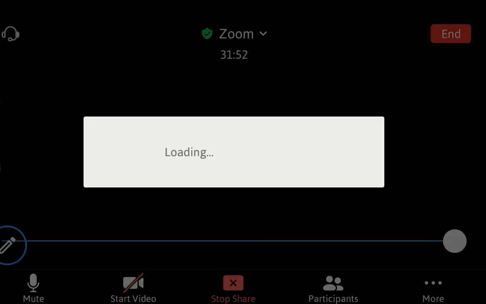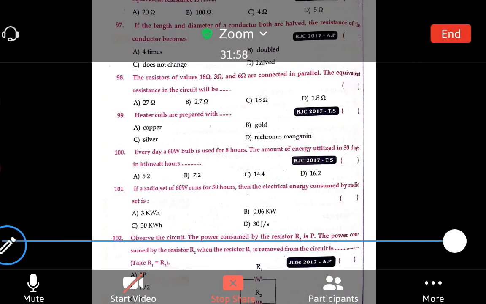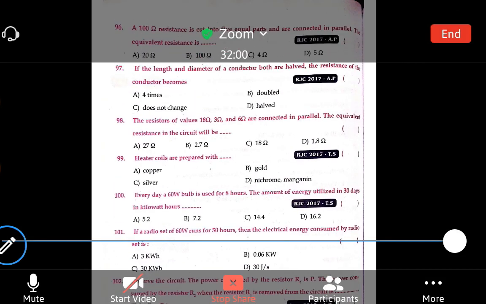Next page, our last page I think. Yes, 1 or 2 questions will be discussed here in the set B, set 2.